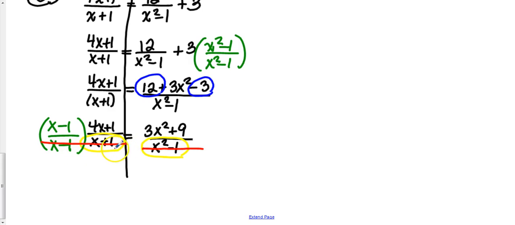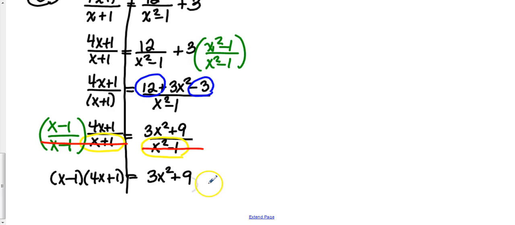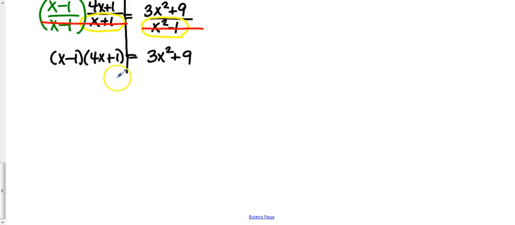We're basically saying if the denominators are equal, then the numerators have to be equal as well, which means (x minus 1) times (4x plus 1) has to equal 3x squared plus 9. So let me say that one more time. We're able to horizontally cancel the denominators because what we're really saying is that if these denominators are equal, here's x squared minus 1, here's x squared minus 1, then by the properties of equality, the numerators have to be equal as well. What's nice about this is that we're actually no longer dealing with a rational function, we're back into quadratics.